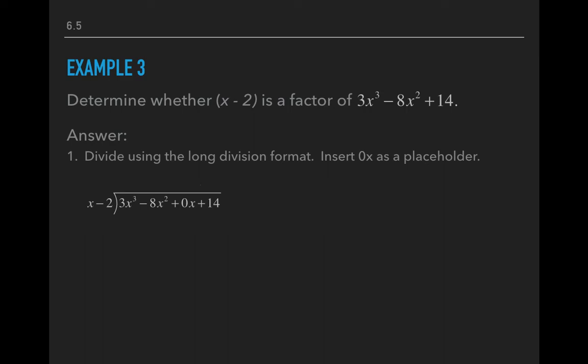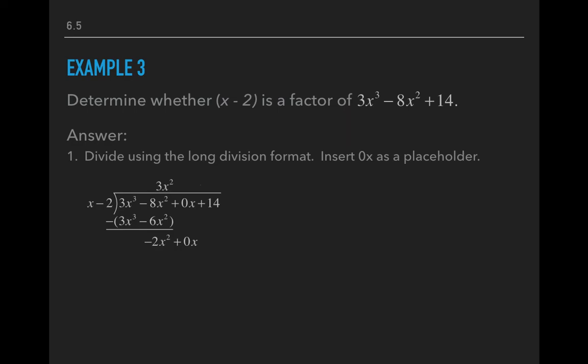Okay, so let's get started. You want to determine x times what gives you 3x cubed. It would be 3x squared, and line it up above the squared term. Find that product. It would be 3x cubed minus 6x squared, and you're going to subtract. So the cubed terms cancel. -8 minus -6 is a -2x squared, and then you have to bring down that next term. Don't forget to bring down the next term.